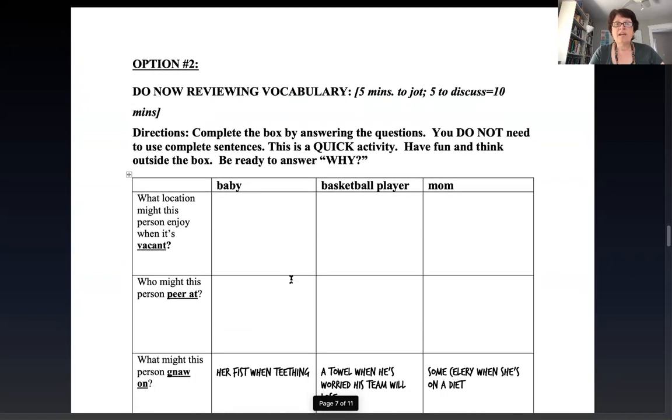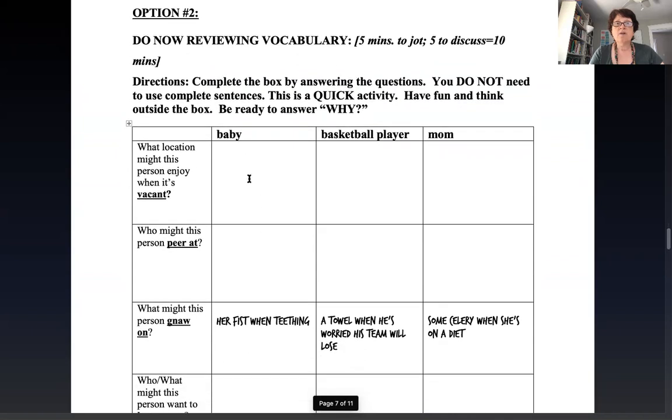You set up a table like this where you have people who have different roles, and you have questions, and what you want the students to do is jot a quick note that answers the question. They don't even have to write complete sentences. This works really well as a do now because it can be done quickly and it's fun to go over because students can make it funny while still showing that they understand the word.